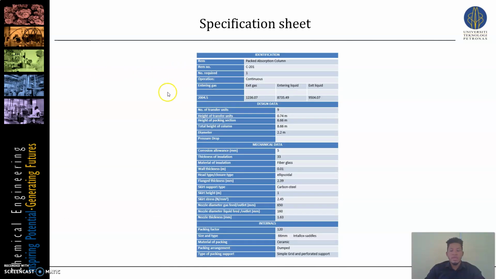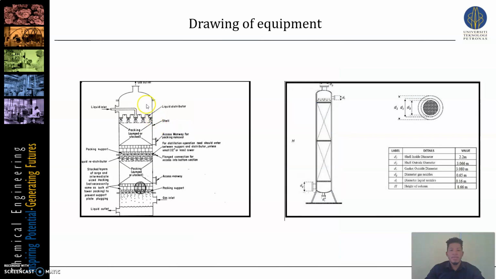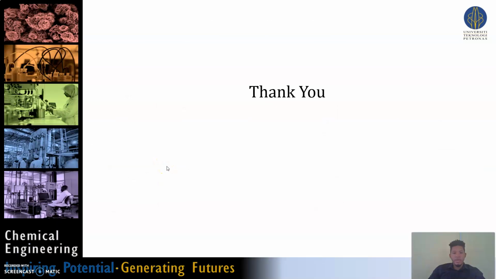So in this specification sheet we managed to show all the things that we found during our calculations, and this is the drawing of our equipment. Of the arrangement of the packing here, it will be dumped, and these are the data for our diameters. So it can be shown in our drawing of equipment.